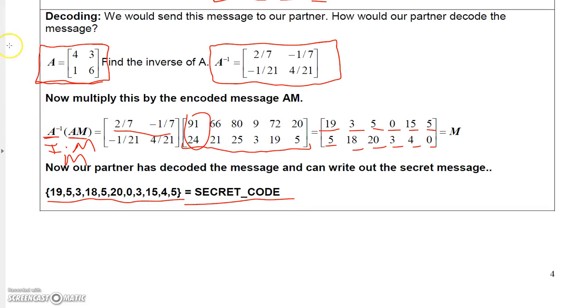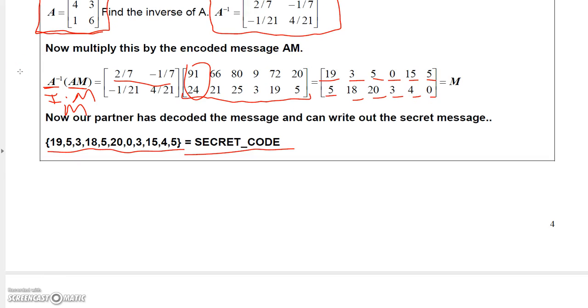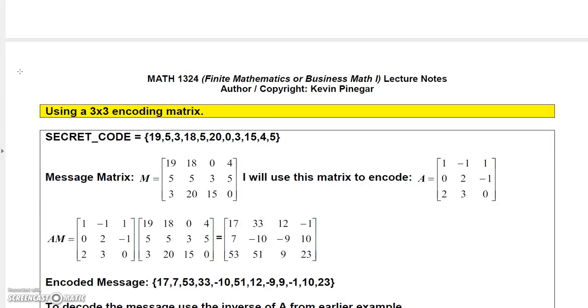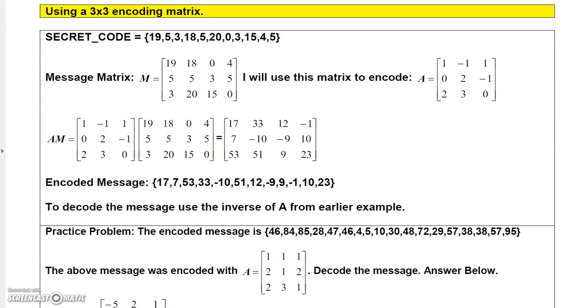And so that's one application of inverses of matrices. You can also do this with a 3x3 matrix. So here I just showed you, I'm not going to spend a lot of time on this, but if you wanted to use a 3x3, your message matrix would have to be 3 by 3. So notice I put 19, 5, 3 as the first row, 18, 5, 20 as the second row, 0, 3, 15 as the third row, and then 4, 5, and I had to fill in with a 0 for the last entry.